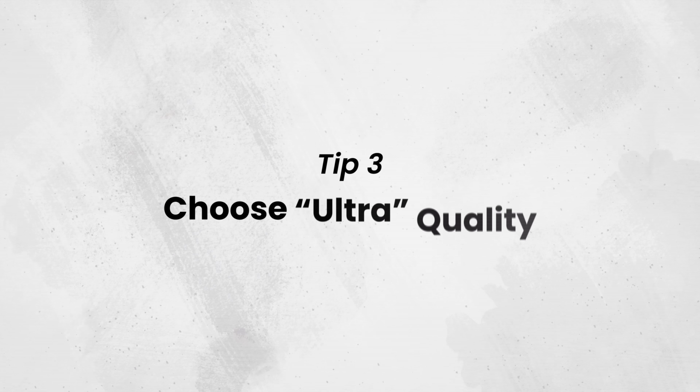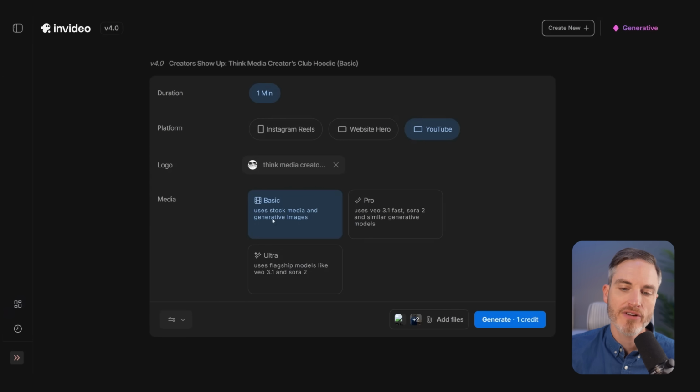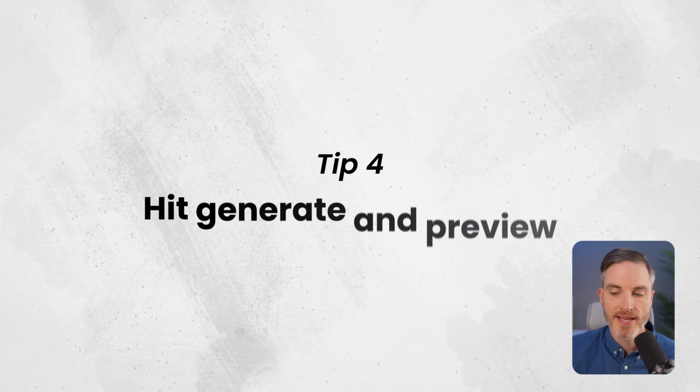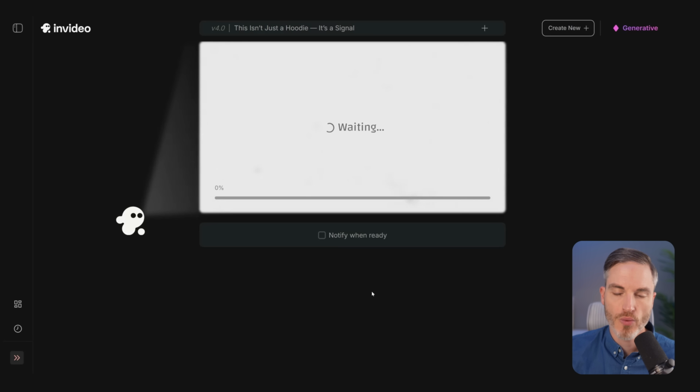Tip number 3 is select ultra quality. So you're gonna have a couple different options inside of InVideo AI, but you're gonna wanna select Ultra, which is gonna use the flagship models like Veo 3.1 and Sora 2. Tip number 4 is hit generate and preview. So when we hit generate, it's gonna get to work and start building our video from a single prompt. And in just a moment, I'll have the ability to preview the final results.